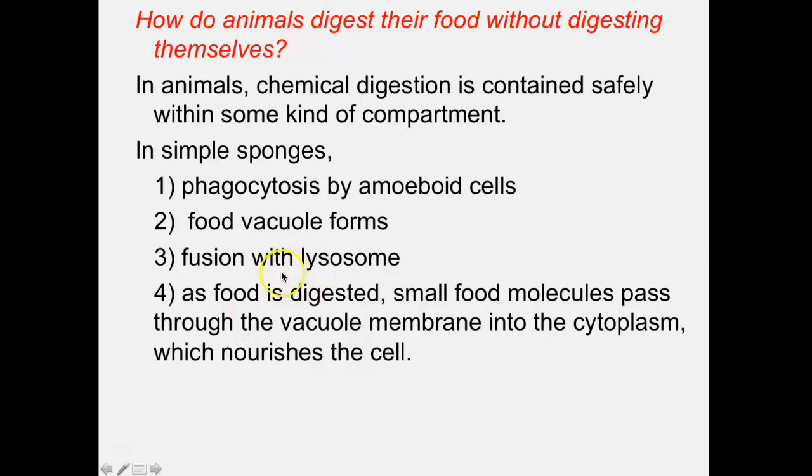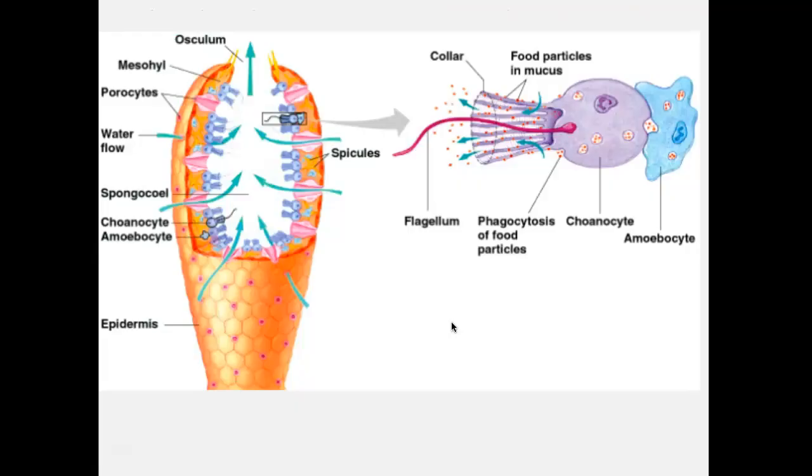And then they're going to fuse with lysosomes. Remember, lysosomes are those small, tiny vesicles with acid and with enzymes inside. And then the food is digested, but it's only going to get digested inside that vacuole membrane. As the food is digested, the smaller food molecules can exit the vacuole membrane into the cytoplasm and nourish the cell. All that nasty acid and those enzymes stay inside the vacuole membrane, so the cytoplasm and the organelles are not harmed.